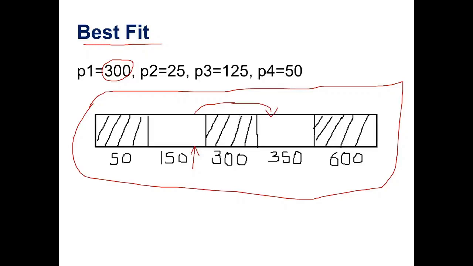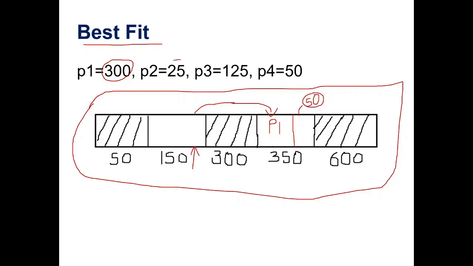The next smallest block is 350. Can you allocate the process P1 here? Yes, you can allocate here because the partition size is more. And after allocation, how much memory will remain here? 50. So 50 memory size will remain here.